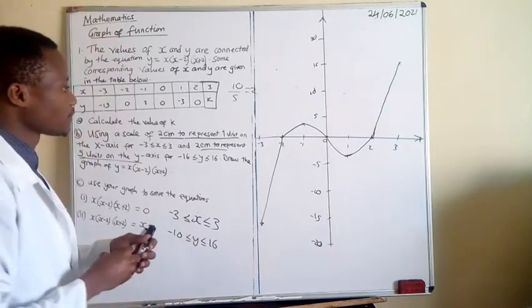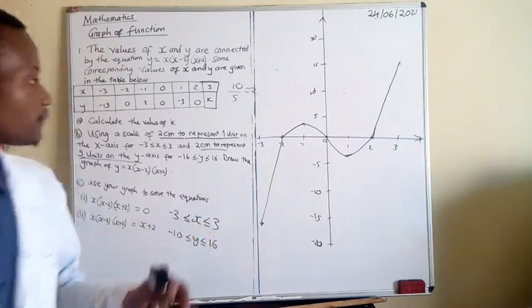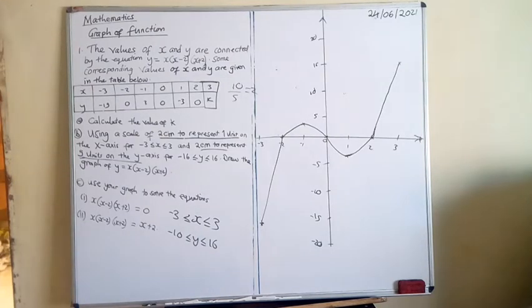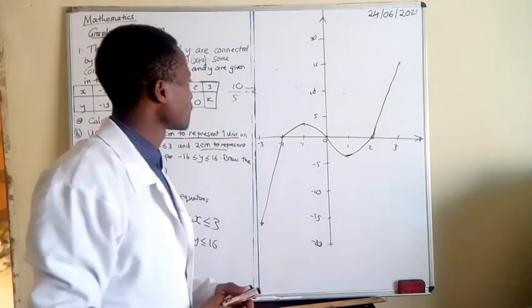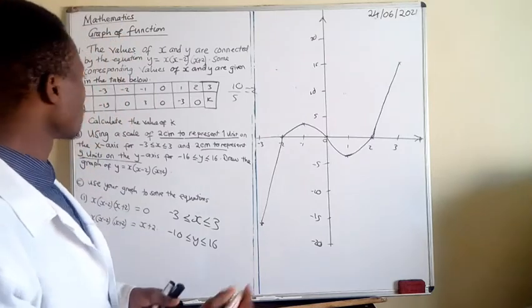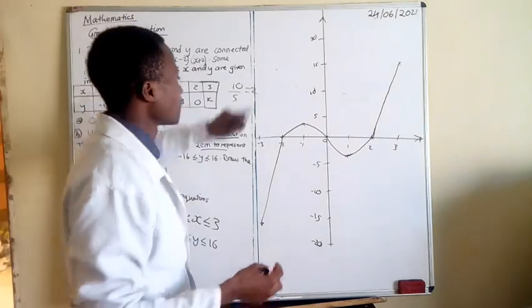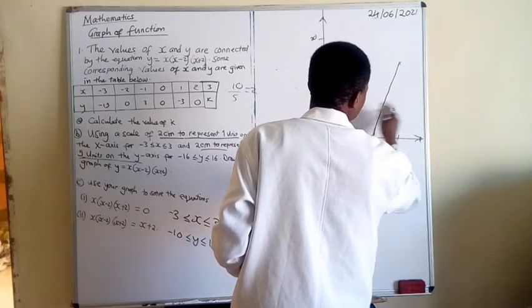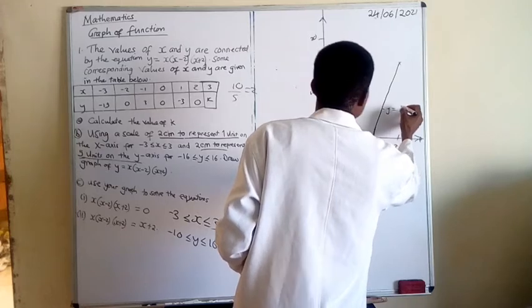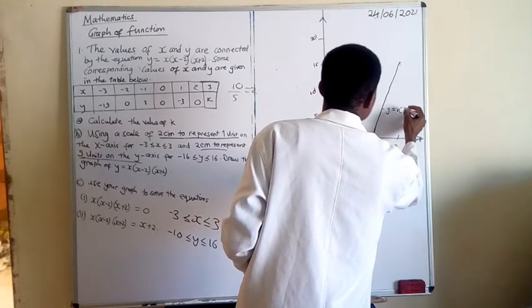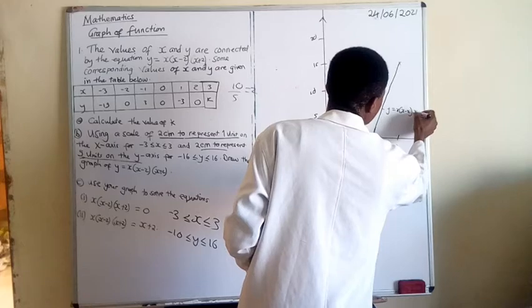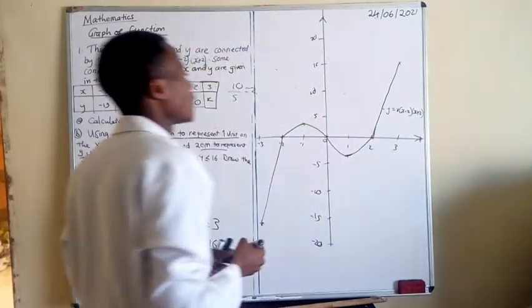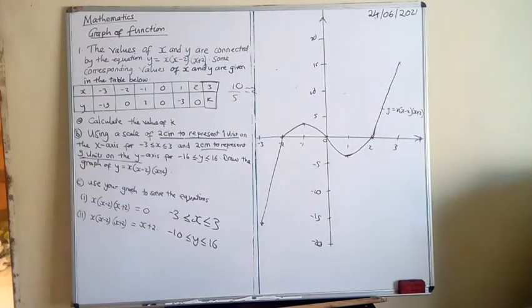Okay, your graph should be at least like that. Then you give the name of the graph. This is the name of the graph, which is y is equal to x(x - 2)(x + 2). That is its name, or its equation in other language.